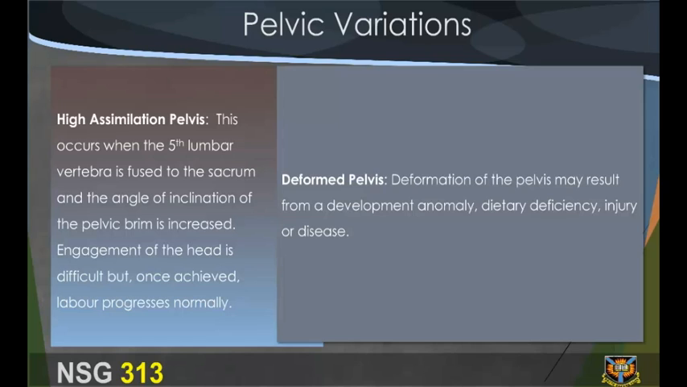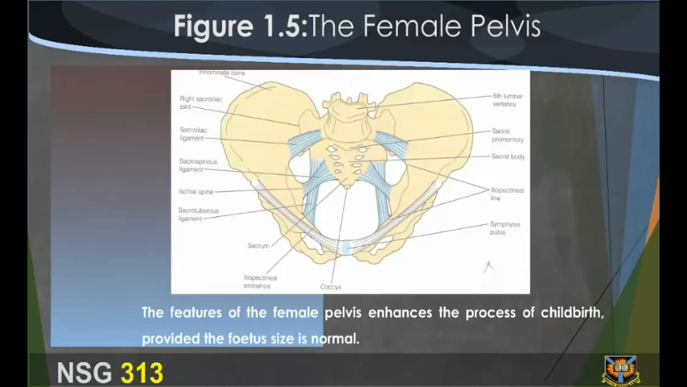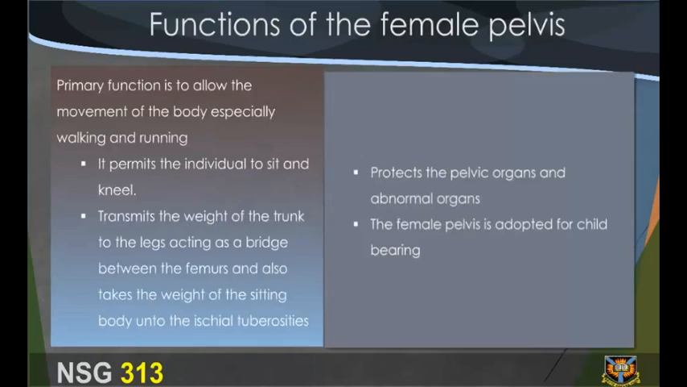Deformed pelvis. Deformation of the pelvis may result from a developmental anomaly, dietary deficiency, injury, or disease. Diagram: the female pelvis. The features of the female pelvis enhance the process of childbirth, provided the fetal size is normal. Functions of the female pelvis.